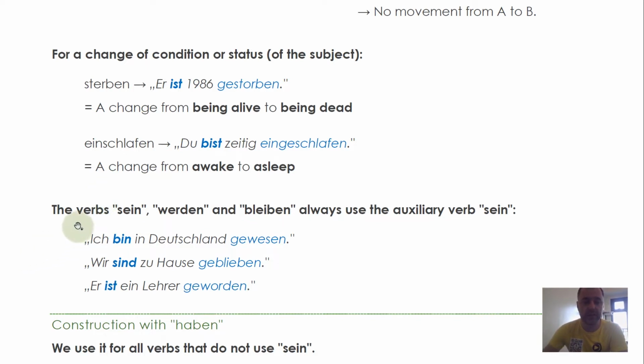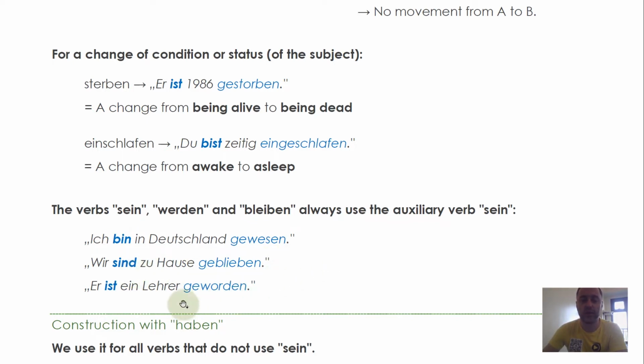Where you have to pay attention, or not really, but it just makes it very easy, are the verbs sein, werden, and bleiben. They always use the auxiliary verb sein. So sein obviously likes itself, so it uses itself as auxiliary verb. Ich bin in Deutschland gewesen. I've been to Germany. Werden is technically a version of sein. Ist ein Lehrer geworden. So here again, sein likes to use itself. And wir sind zu Hause geblieben.